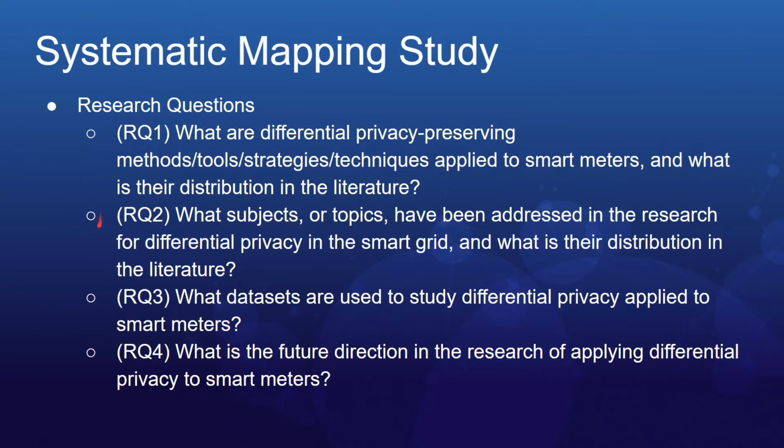Our question 2 is, what subjects or topics have been addressed in the research for differential privacy in the smart grid, and what is their distribution in the literature? Question 3, what datasets are used to study differential privacy applied to smart meters? Question 4, what is the future direction in the research of applying differential privacy to smart meters?